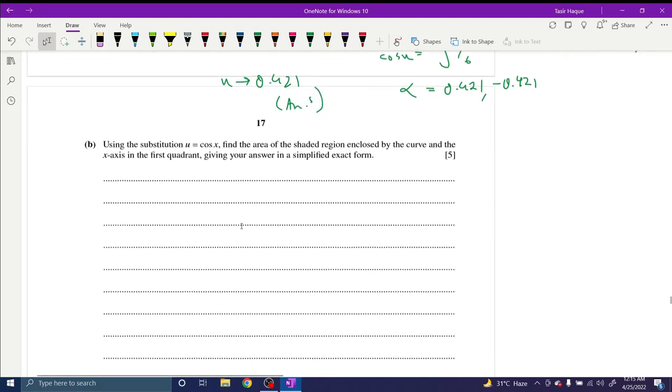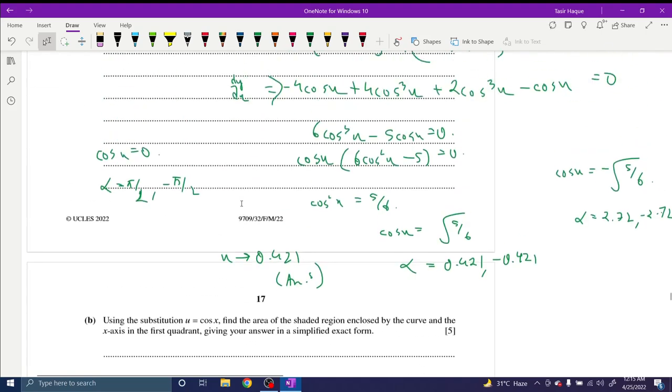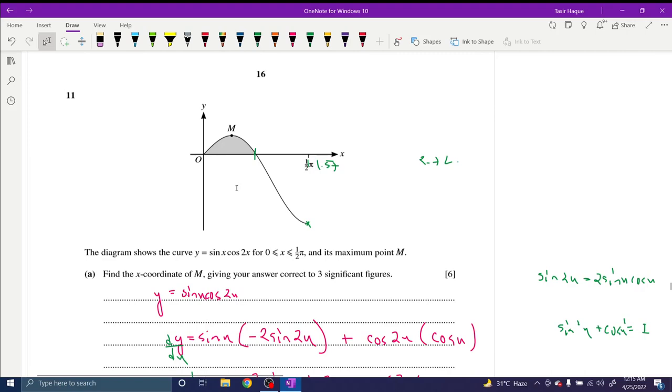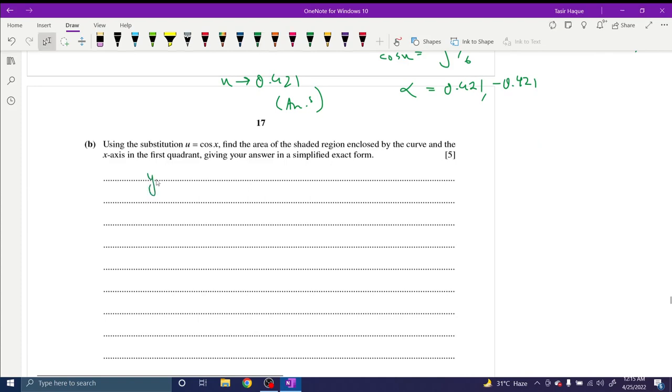Next, for the last one, we have substitution. Using the substitution u is equal to cos x, find the area of the shaded region enclosed by the curve and the x-axis in the first quadrant. For this, we need to find this limit over here. What is this limit? y is equal to 0, right, for here. So y is equal to sine x cos twice x. So y is equal to 0. Sine x cos twice x is also equal to 0. We can express this in terms of sine. Sine x (1 minus 2 sine square x) is equal to 0, or sine x minus 2 sine cube x equals 0. Just solve this.